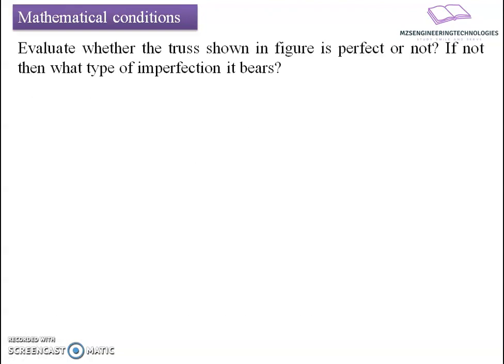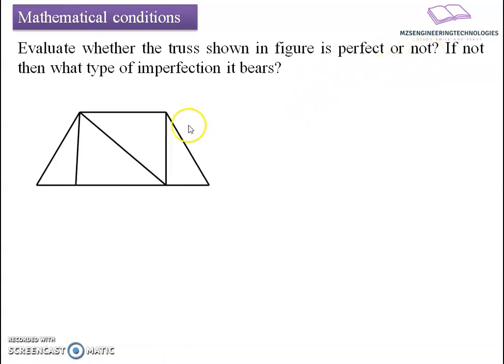Now let us extend this with the help of some numericals, so that the complete understanding of the mathematical conditions will be there. The numerical states: evaluate whether the truss shown in the figure is perfect or not. If not, then what type of imperfection it bears. So we have to identify whether it is perfect or not, and if it is not, then define what type of imperfection it bears. The structure given is like this, having a support system. One end is hinged, the other end is supported by a roller.